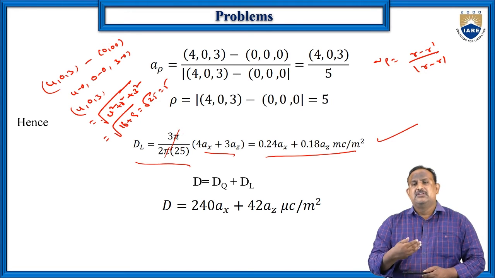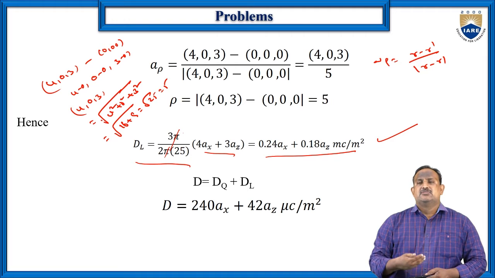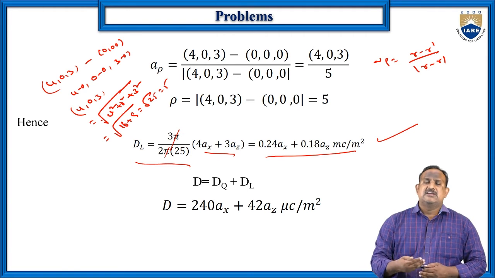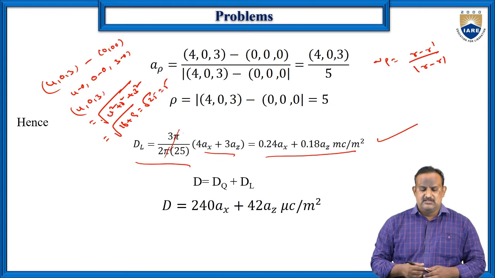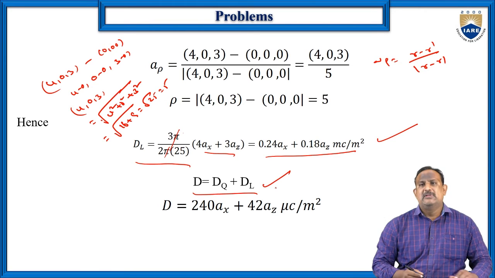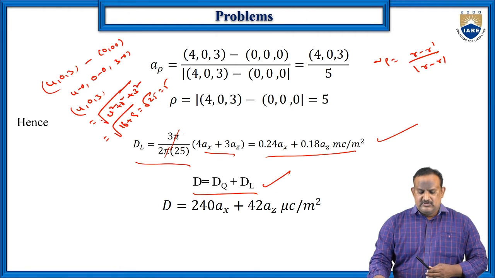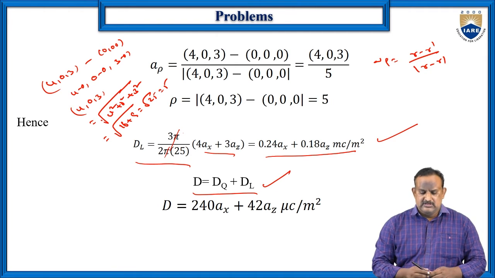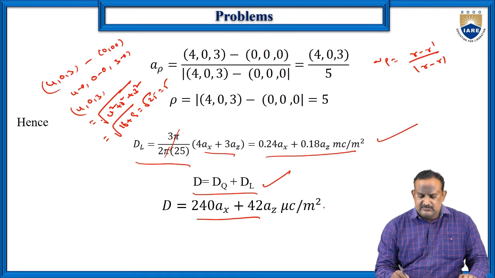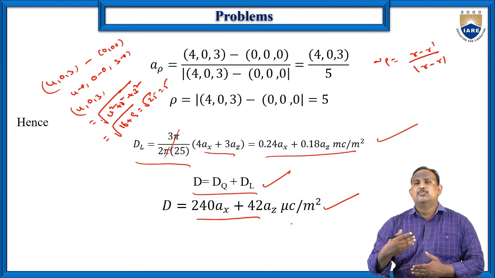Now here we need to find out the total flux density. So the total flux density D is equal to the flux density due to point charge plus the flux density due to the line charge. Therefore, D is equal to Dq plus Dl. We need to add the two flux densities. Therefore, the total flux density D is equal to 240 aX plus 42 aZ microcoulombs per meter square.